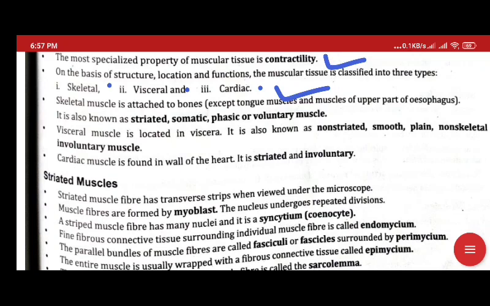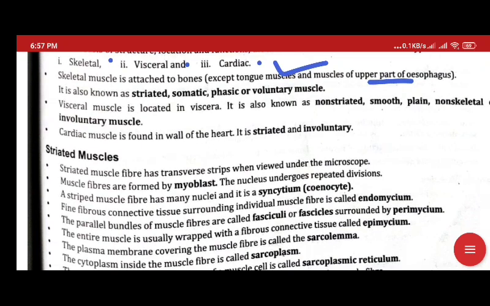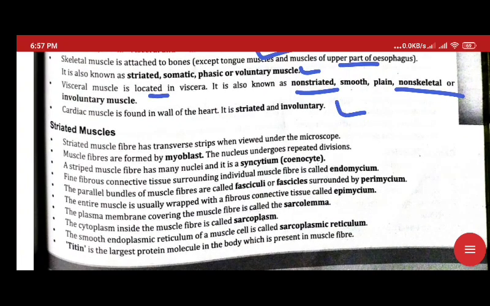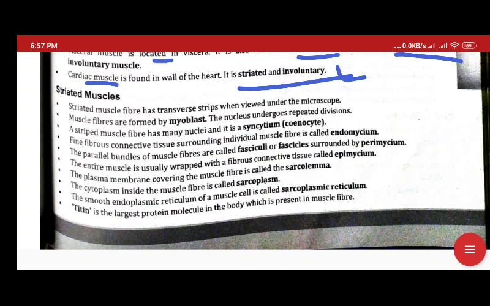Skeletal muscles, except tongue muscles and the upper part of the esophagus, are all attached with bone. So that is called striated, somatic, fatigue and voluntary, that is in our control. Visceral muscle is not in our control: non-striated, smooth, non-skeletal and involuntary. Cardiac muscle is striated and involuntary.